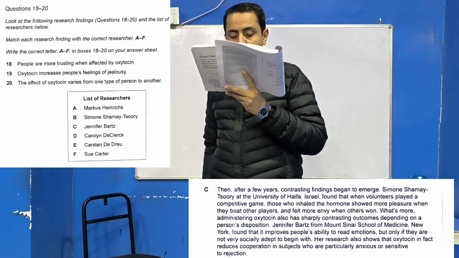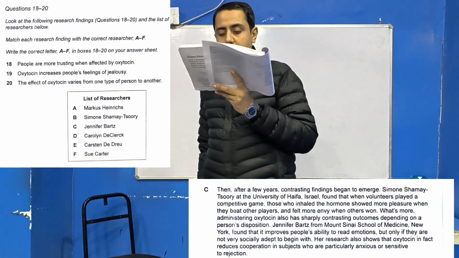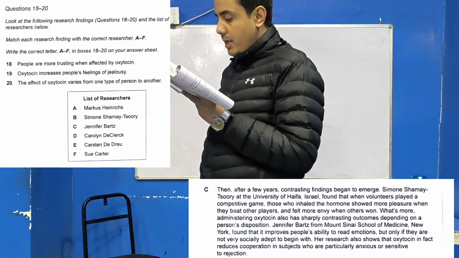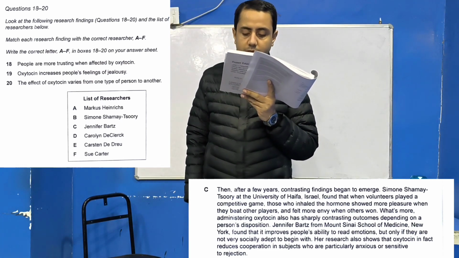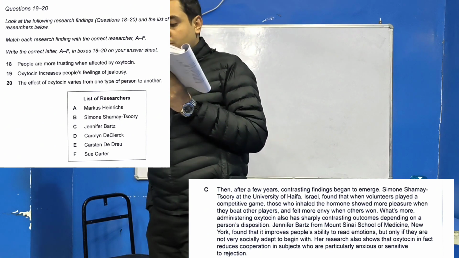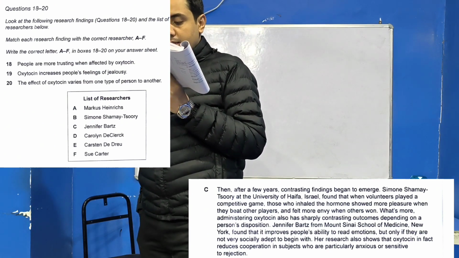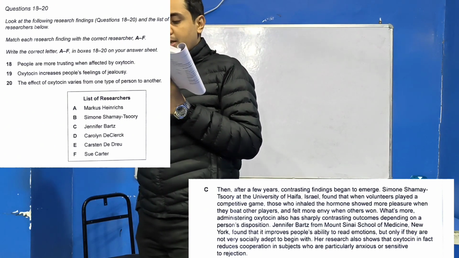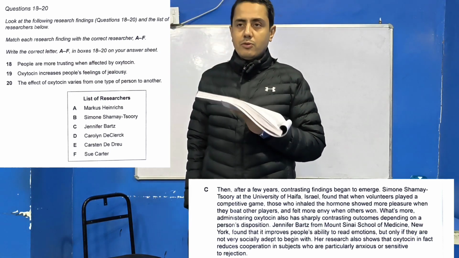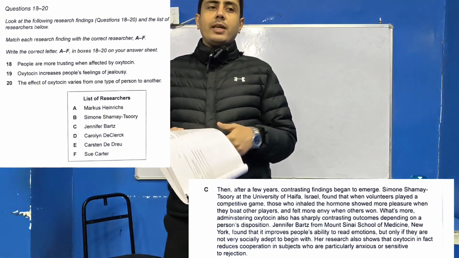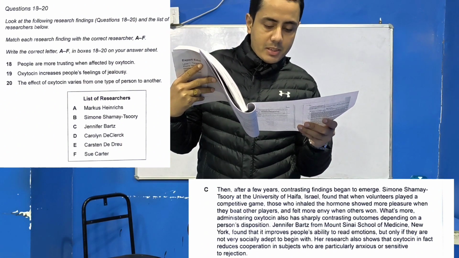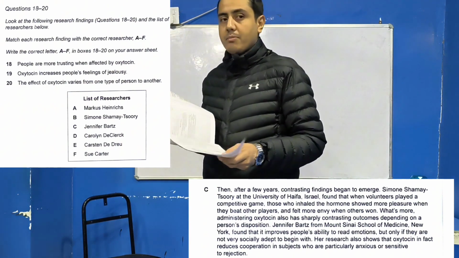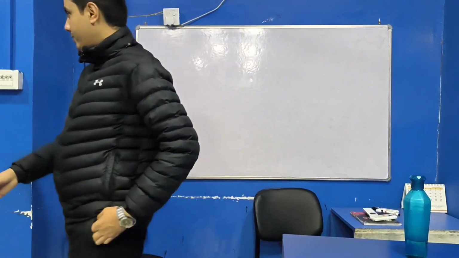Simone Shamesuri at the University of Haifa, Israel, found that when volunteers played a competitive game, those who inhaled the hormone showed more pleasure when they beat other players, and felt more envy when others won. So, feeling envy is similar to feeling jealous. So, number 19, oxytocin increases people's feelings of jealousy. Answer is number B. Now, I don't know why, but here it is getting very easy.